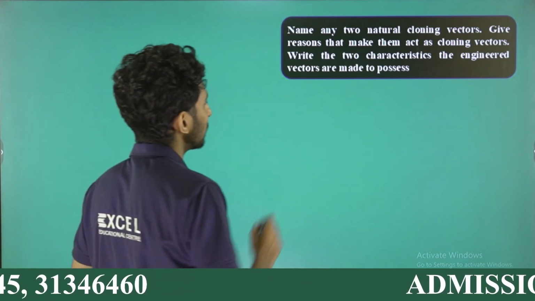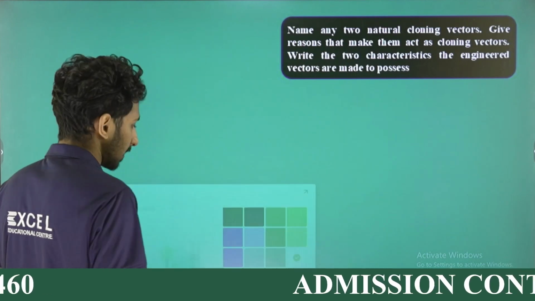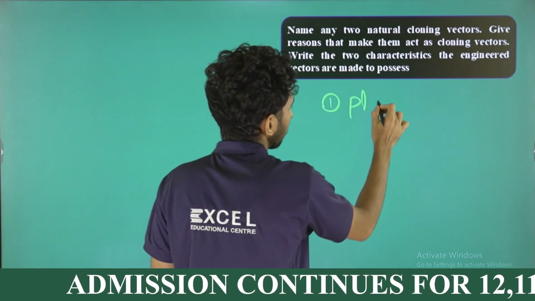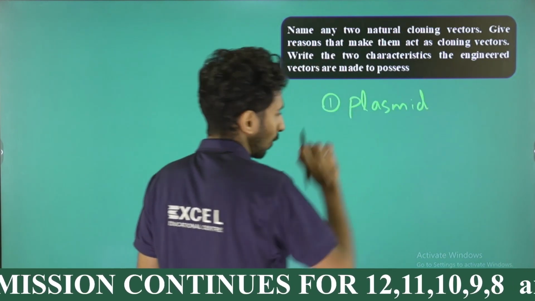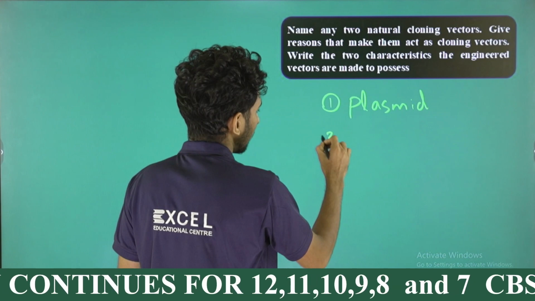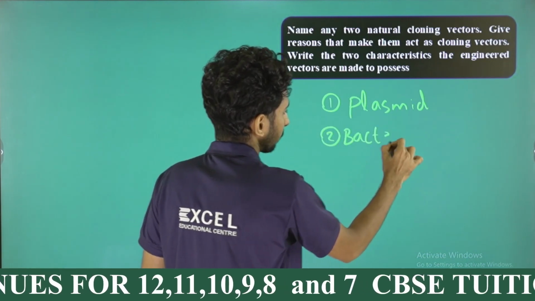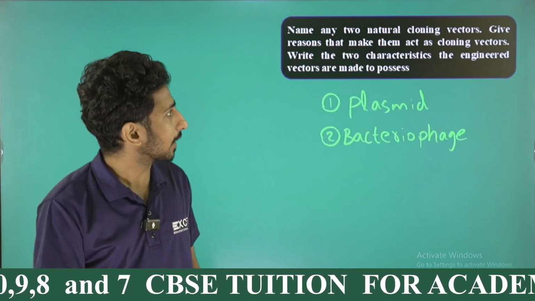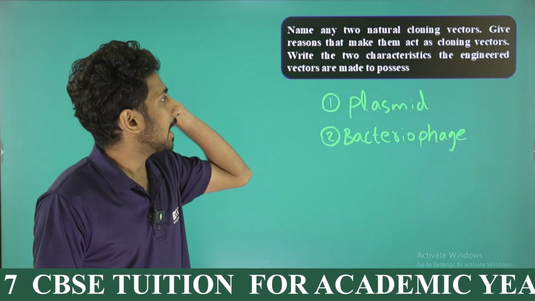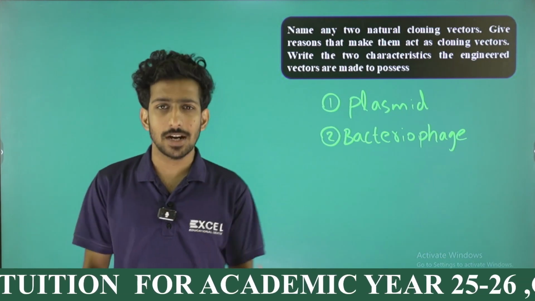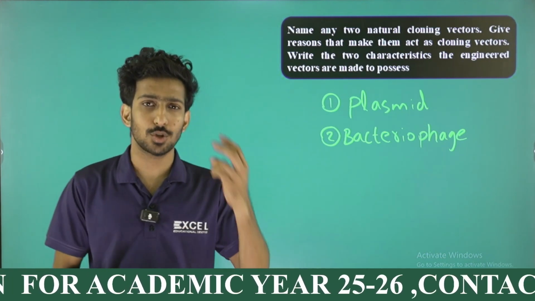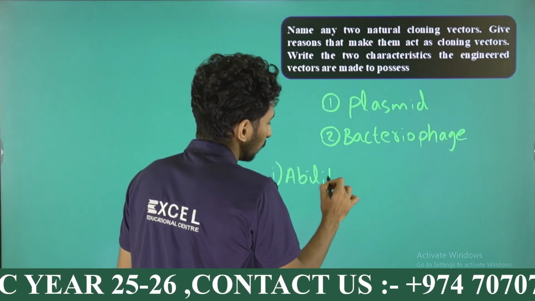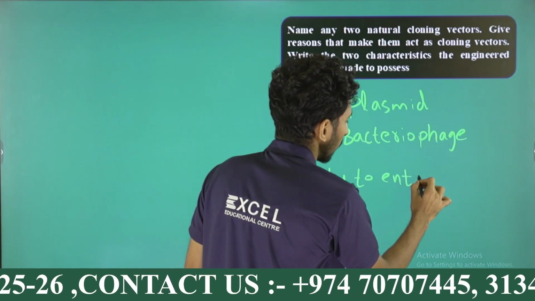Okay, now listen. It is very easy. Name 2 natural cloning vectors. Come on. Which are the natural cloning vectors? First one is plasmid. Plasmid is a natural cloning vector. Okay. Second one is bacteriophage. These are the 2 natural cloning vectors. Okay, and give reasons that make them act as cloning vectors. For every cloning vector, there should be 2 advantages or 2 characters. First one, ability to enter into a host.